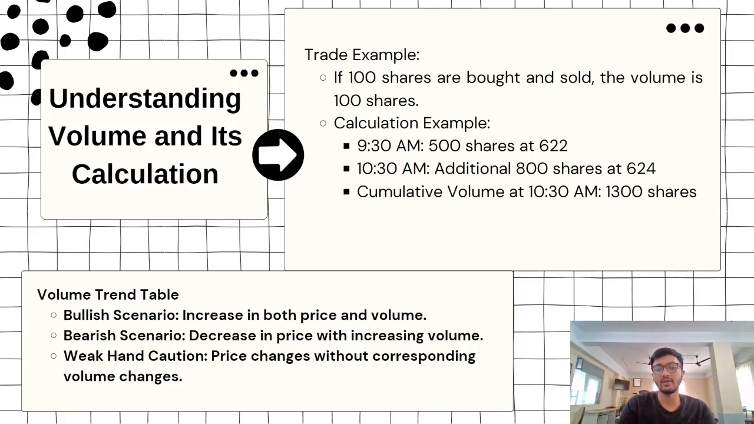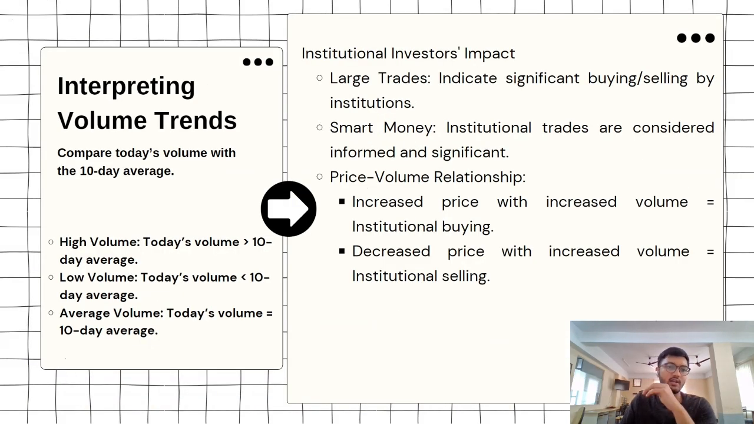And weak hand caution is when the price changes without corresponding volume changes. Either the volumes are very high and the prices are not deflecting much, or the price is deflecting and the volumes are not, and both of them are not giving a clear indication of which type of trend it is, either bullish or bearish. In that case, volume is not the only indicator you should depend on. You should look at other indicators when you're setting up the trade. And if there is no perfect scenario, neither bullish nor bearish, avoid taking that trade because it can burn your hand.